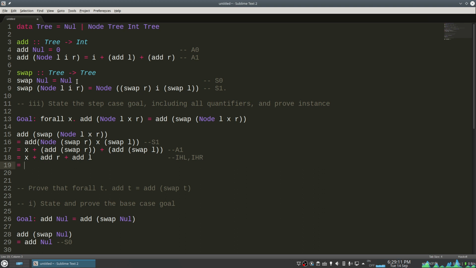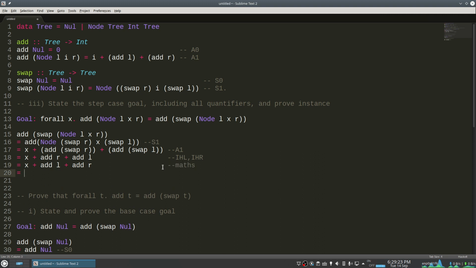And if I use the definition of add backwards now, I'll sort of build the tree in the wrong order. So what I need to do is to swap these two first, because addition is commutative. So that's true by maths. And then I can use the definition of add backwards. So this is the same thing as add node L X R by rule A1. And that is equal to the left-hand side. So therefore both sides are equal. And that finishes question 3a.